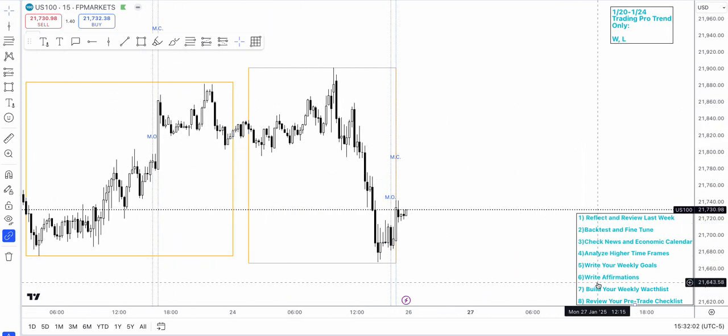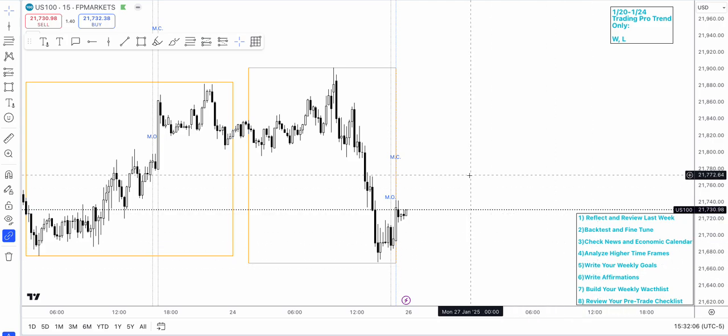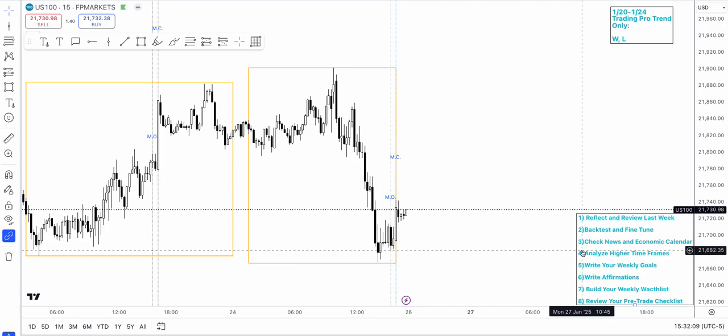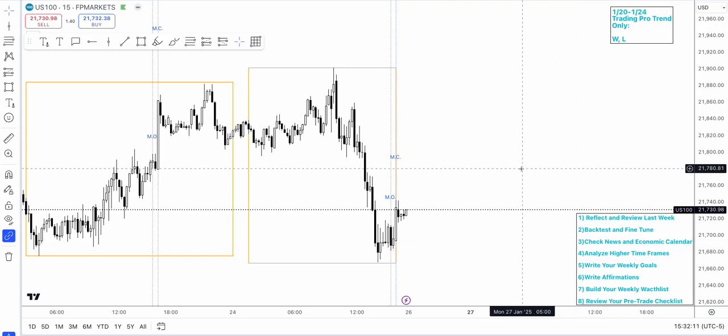So yeah, I'll gloss over number 5 and 6 here. So my weekly goals, I've already written them down and written my affirmations as well. My weekly goal this week, since I'm trying to refine how I trade, is just to follow this new refinement and this new trading system and rule that I'm about to implement, which is really just the same strategy. I'm just going to trade it with pro trend only.